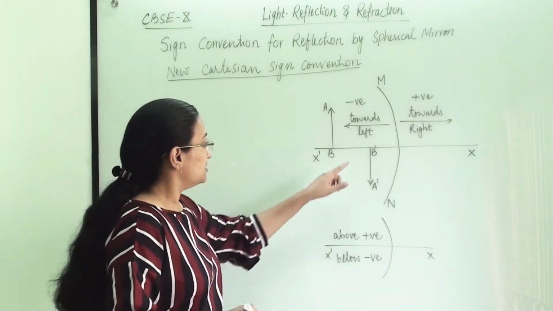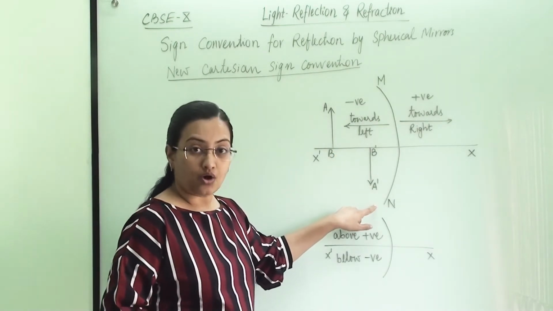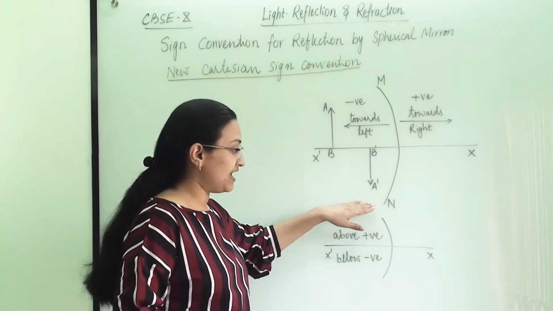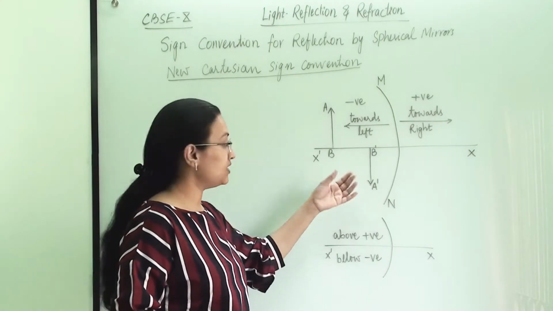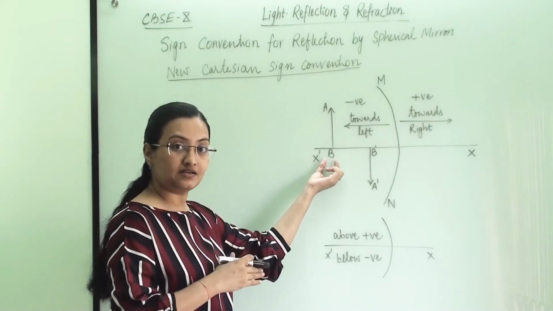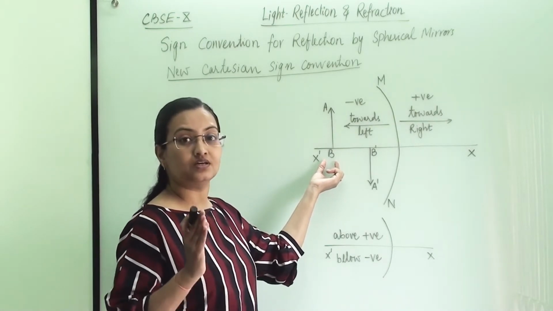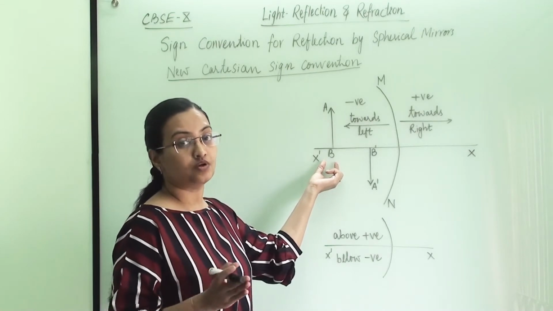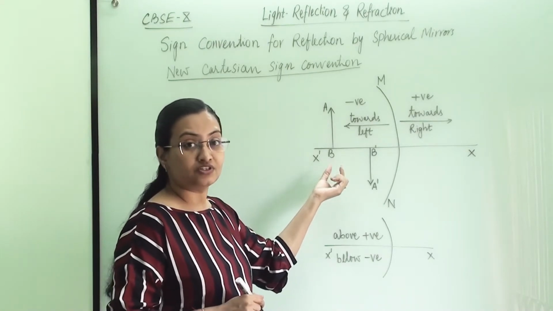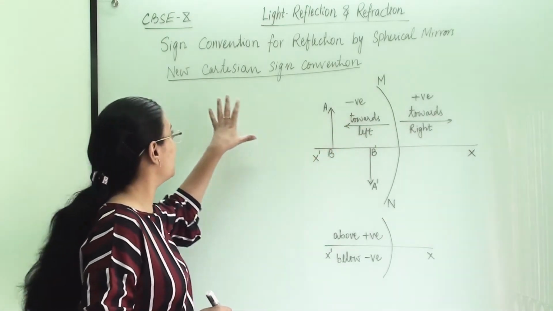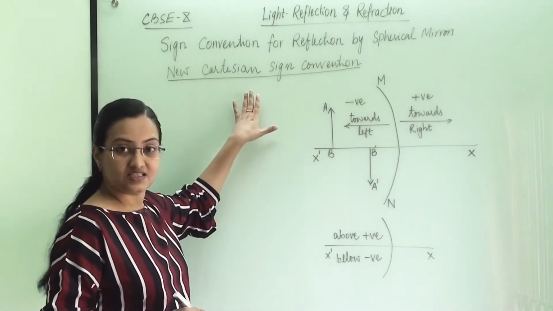So here we have taken a concave mirror and we are going to discuss with the help of this concave mirror that when we are keeping an object at certain distance, where we will get the image and what will be the nature of the image and what will be the size of the image. For this we need to understand certain rules which have been given by the new Cartesian sign convention.